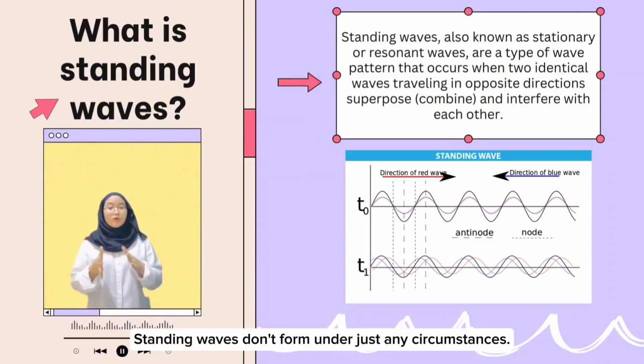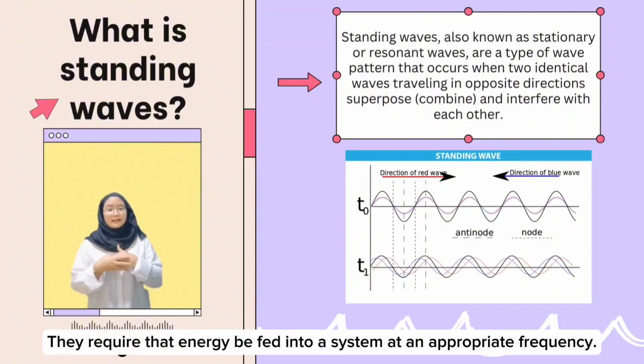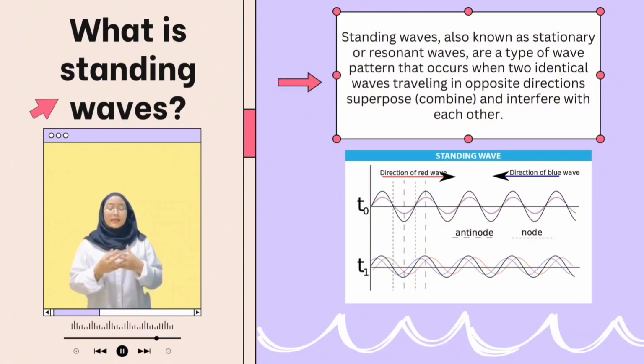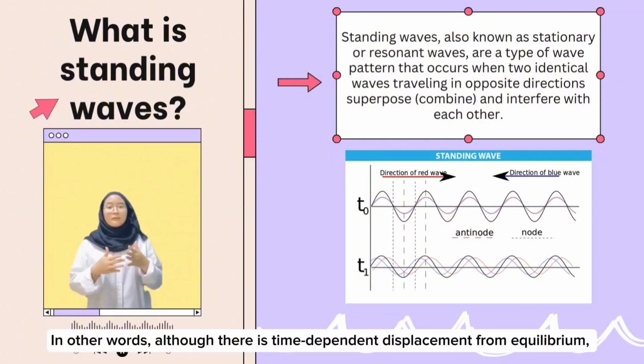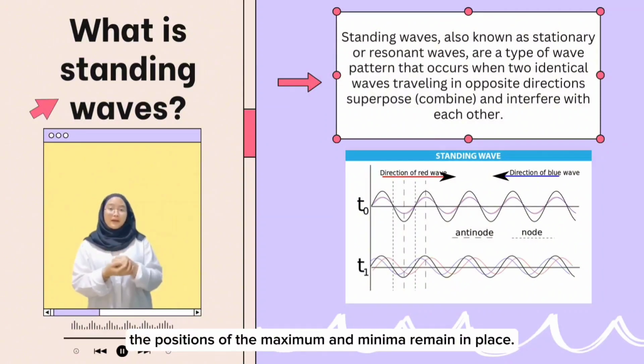Standing waves don't form under just any circumstances. They require that energy be fed into a system at an appropriate frequency. In other words, although there is time-dependent displacement from equilibrium, the position of the maxima and minima remain in place.